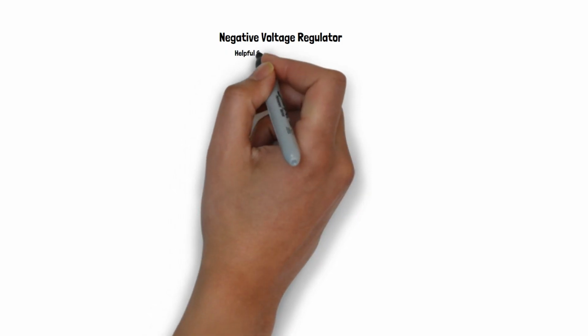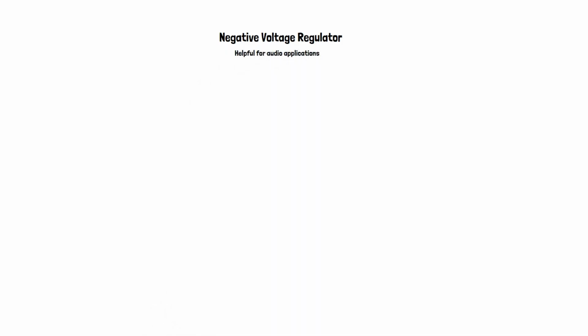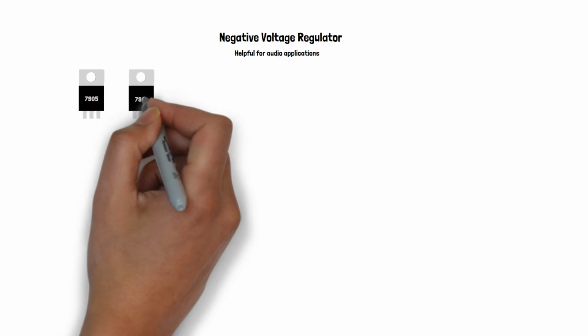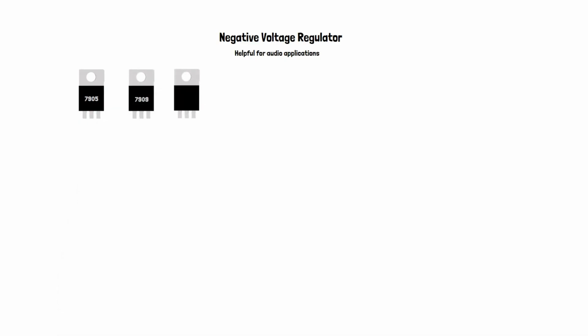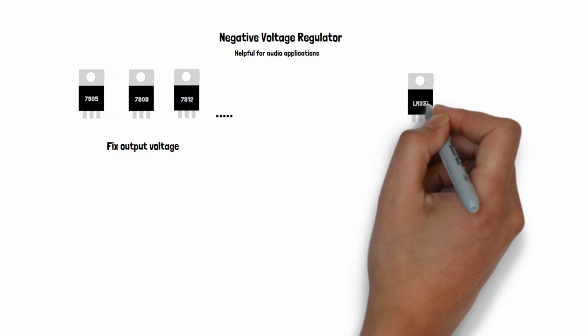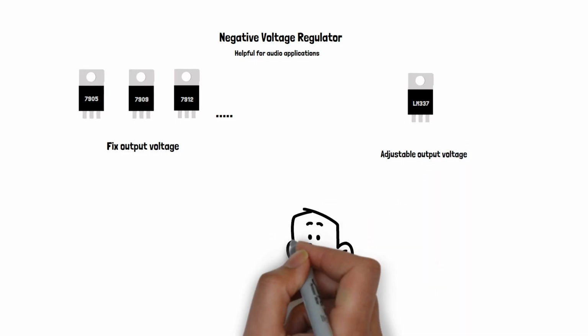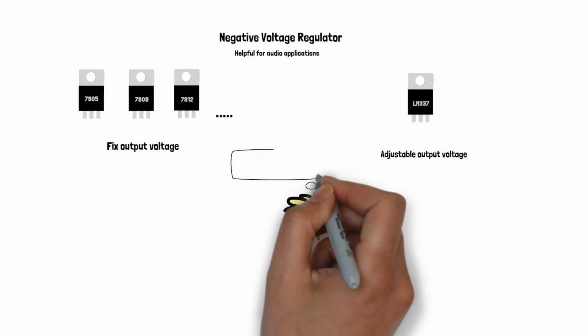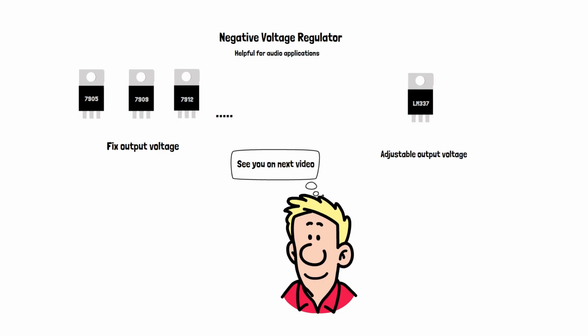It's also important to know that there are voltage regulator ICs designed to produce negative voltages. These are crucial components for certain op-amp circuits, particularly in audio amplifiers. Just like their positive counterparts, negative voltage regulators are available in both fixed and adjustable output voltage versions. In my next video, I'll demonstrate how to use a negative voltage regulator and design a symmetrical power supply, a common configuration in audio applications.